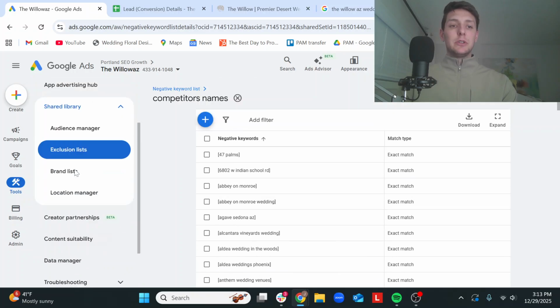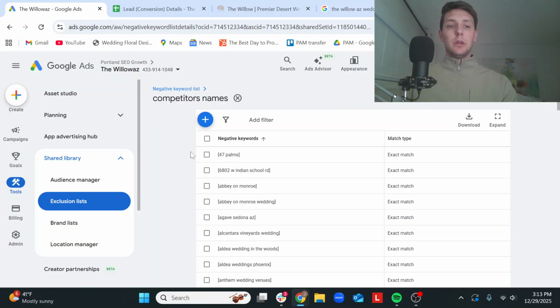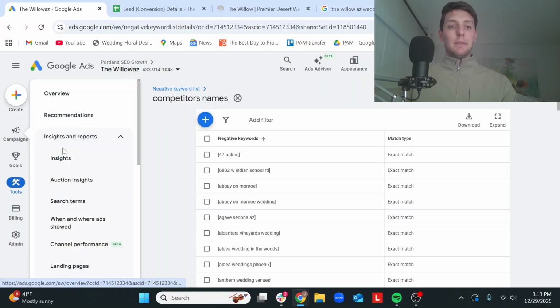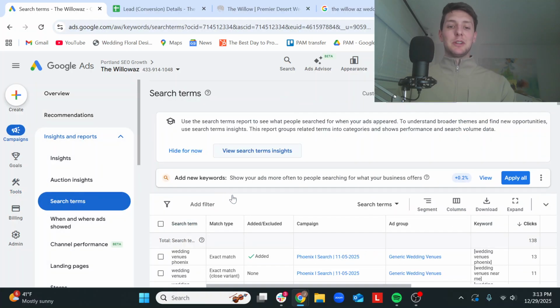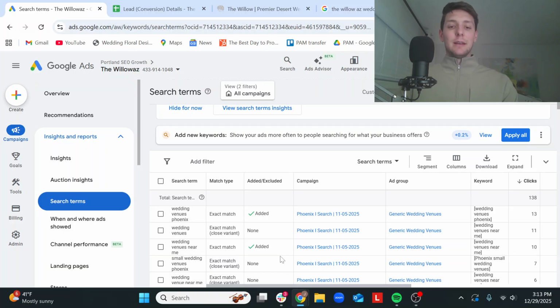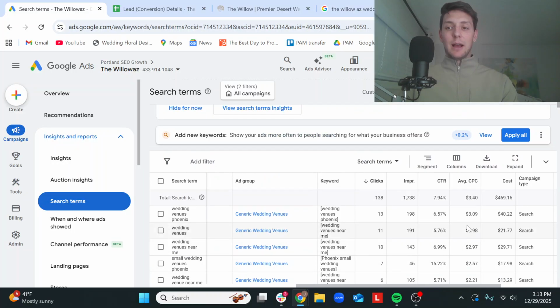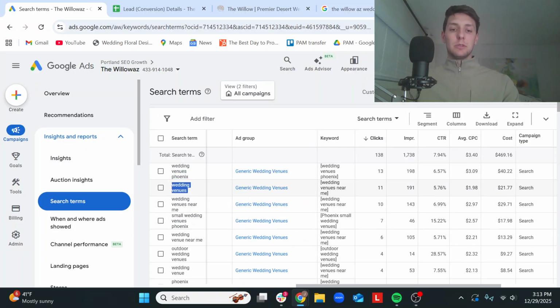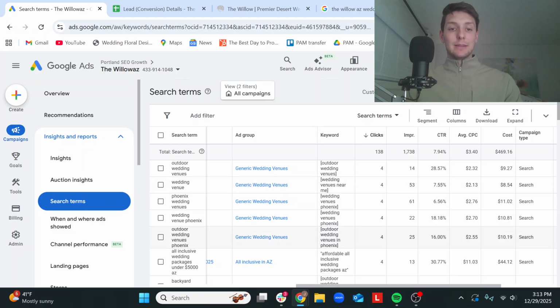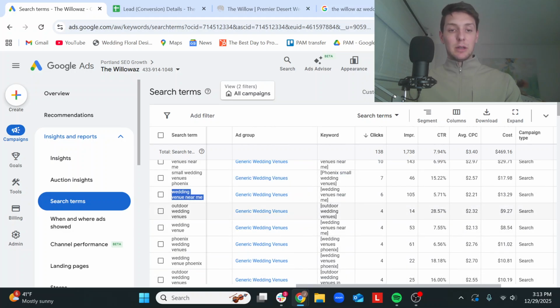And so what we're trying to do is make it really, really clear to Google that when people are searching, we want them to be searching for the right thing. And we can see here that they are wedding venues Phoenix, wedding venues near me, small wedding venues Phoenix, wedding venue near me. And we can see we've got an average cost per click of around $3.40, which is really quite affordable and low when you're dialing in the search terms to be super dialed in like this. Outdoor wedding venues, wedding venue near me, outdoor wedding venues, Phoenix wedding venues, etc. And this is just for the last 14 days.